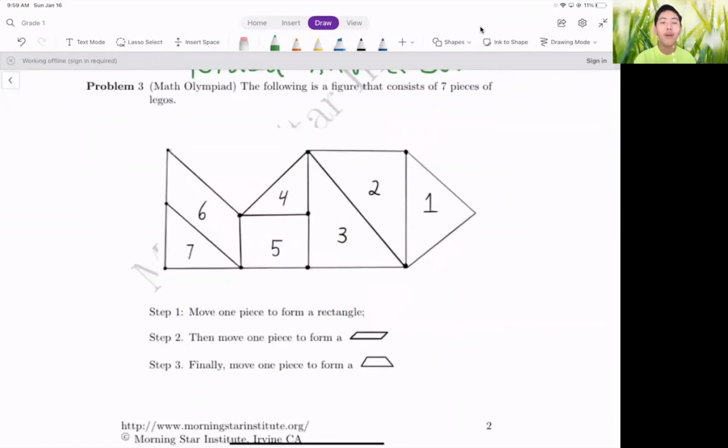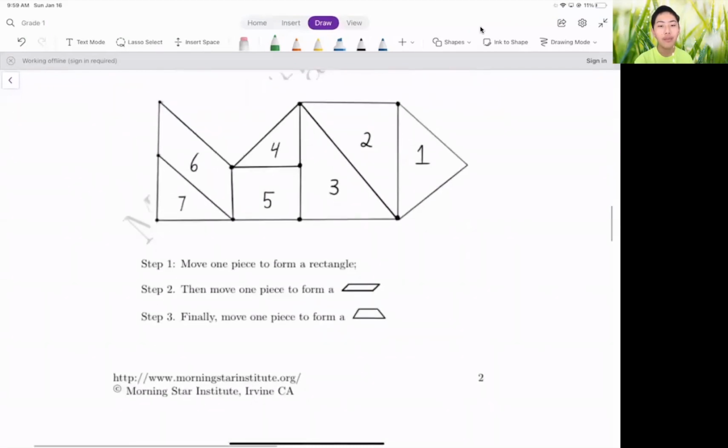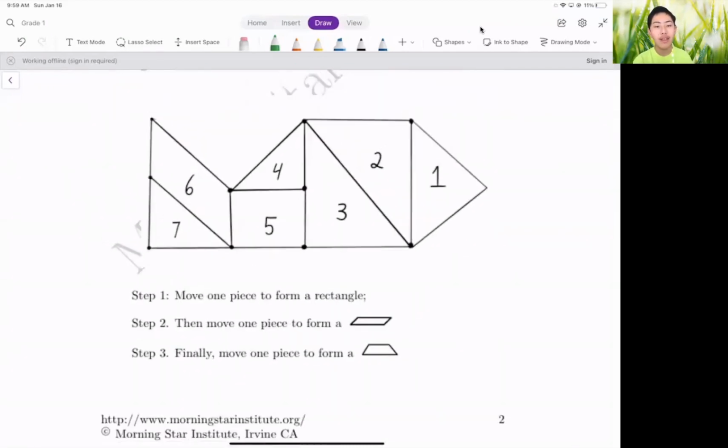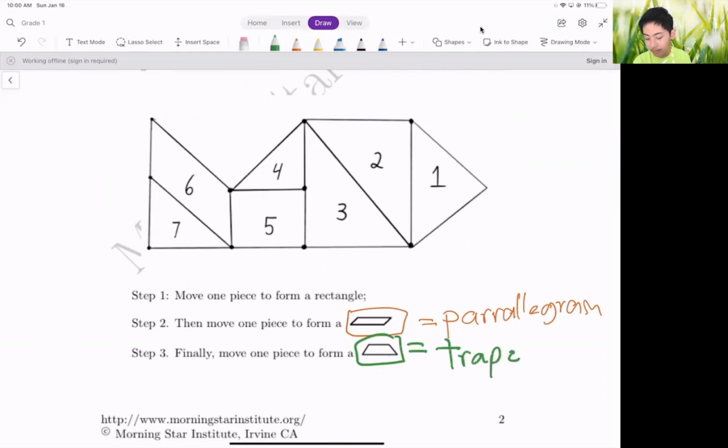Problem 3. The following is a figure that consists of 7 pieces of Legos. Step 1, move one piece to form a rectangle. Step 2, then move one piece to form a parallelogram. Step 3, finally move one piece to form a trapezoid. And just so you know, this, as my color, this is a parallelogram. And this green is a trapezoid, just so you know. All right, now let's start with step 1.